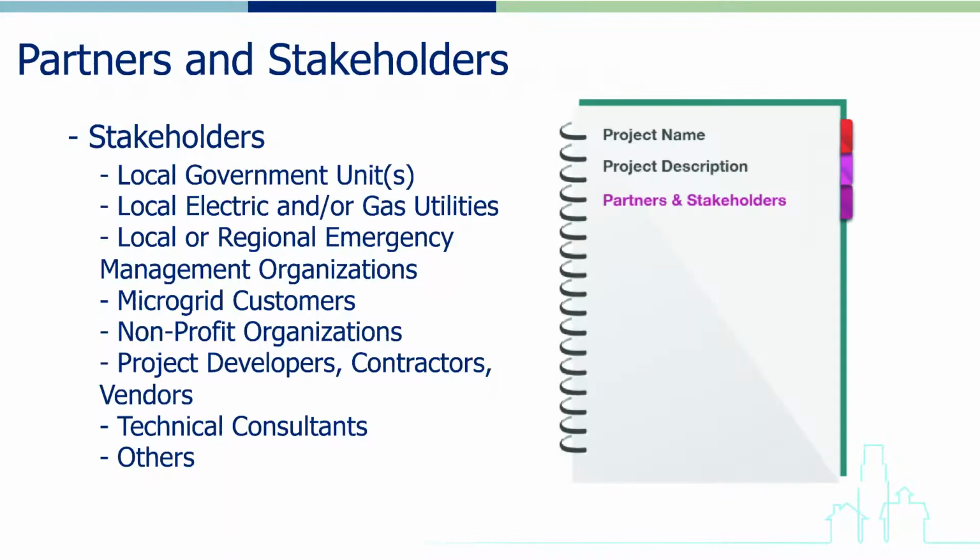This section of the development plan should list and briefly describe the different types of stakeholders that are included in the proposed microgrid project. For example, representatives from local government units like the mayor's office and other agencies, local electric and gas utility representatives, local or regional emergency management organizations, microgrid customers and facilities that will be sites on the microgrid, nonprofit organization stakeholders who will be involved in the process, the project developers, contractors, and vendors if they are known, and any technical consultants if they are known.